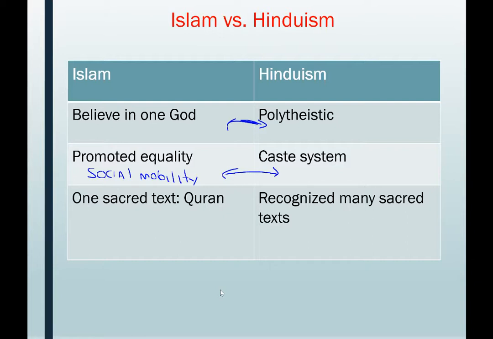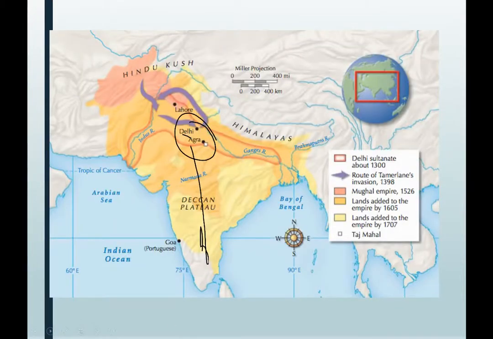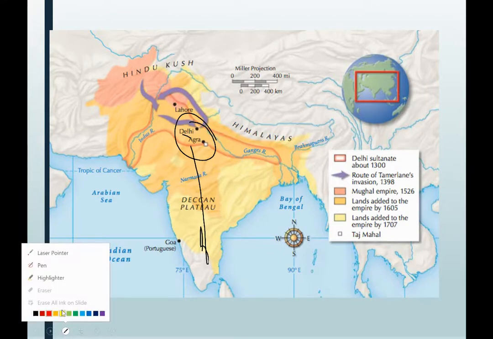So looking at Hinduism, they have a rigid caste. You're born into your caste. It's kind of like feudalism. You're born a peasant, you stay a peasant. But Islam is a little more progressive in terms of social mobility. The Quran is a sacred text, while Hinduism recognizes many sacred texts. So this is a look at what we see.